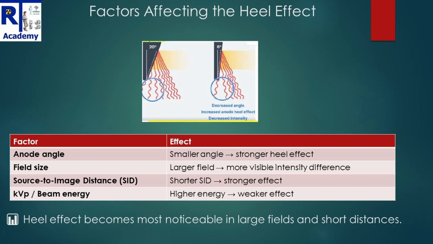So when you look at an X-ray image, the cathode side appears brighter and the anode side appears darker. This difference is subtle but significant, especially when imaging large or uneven body parts.